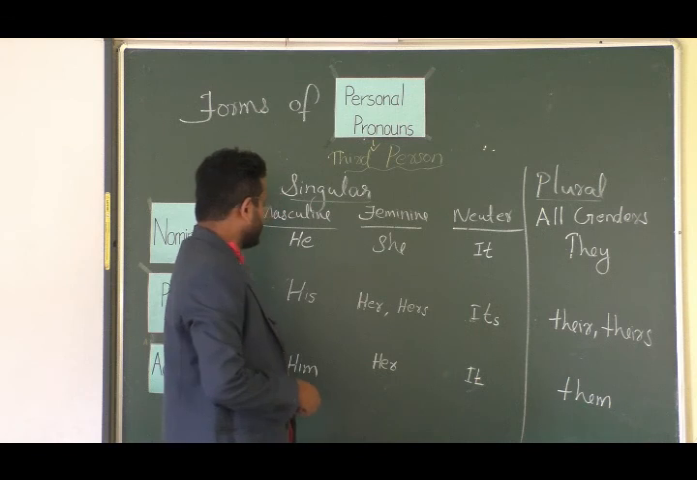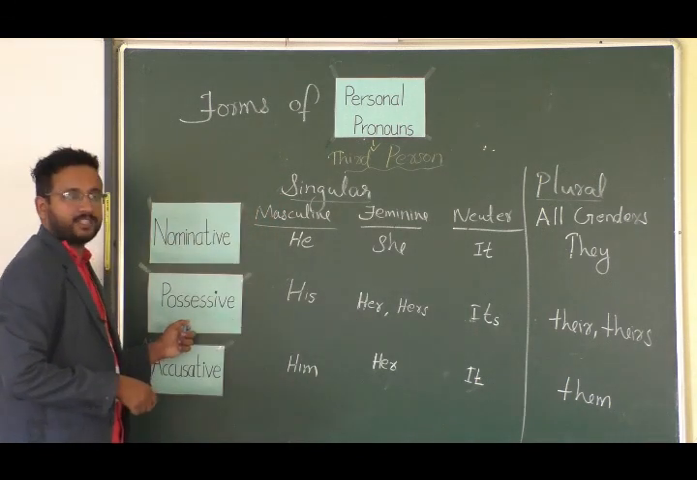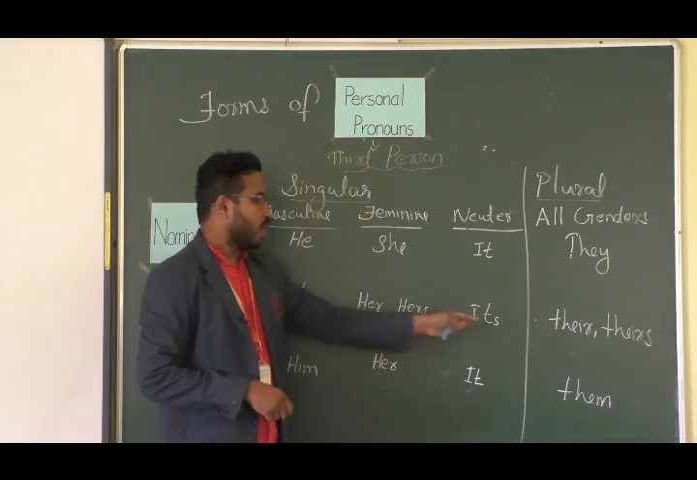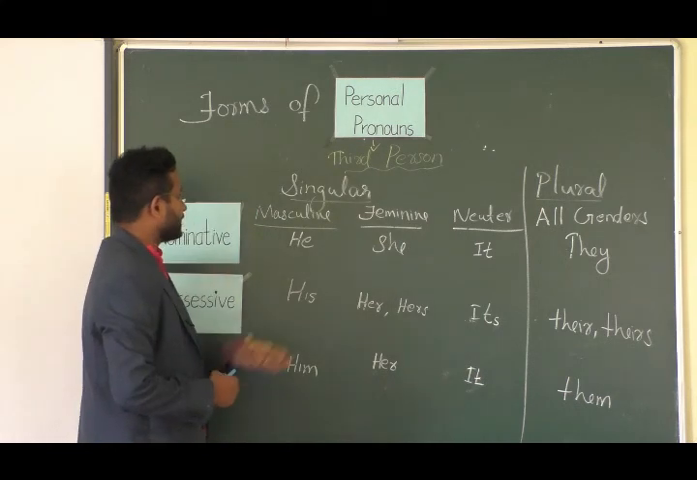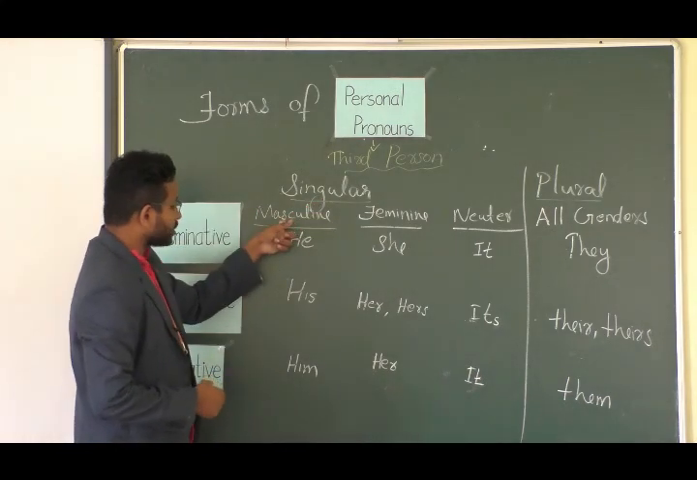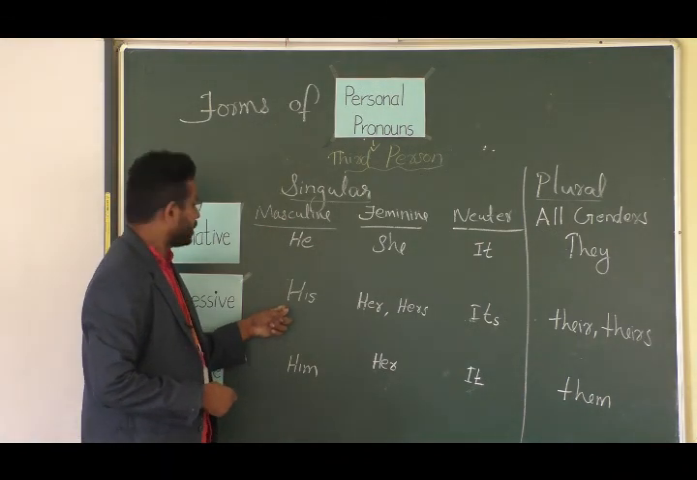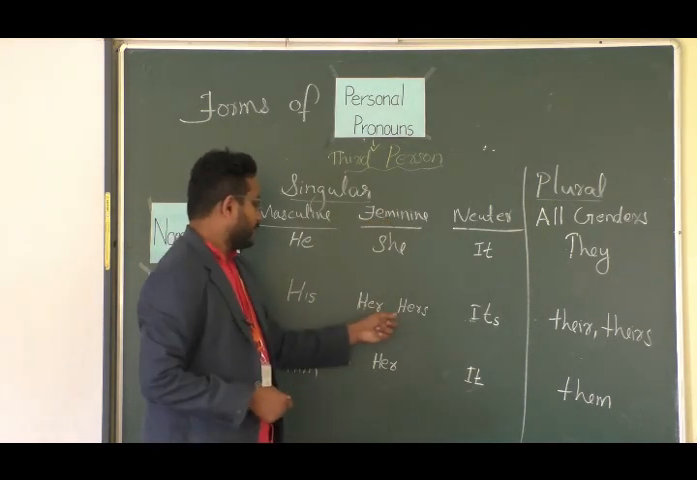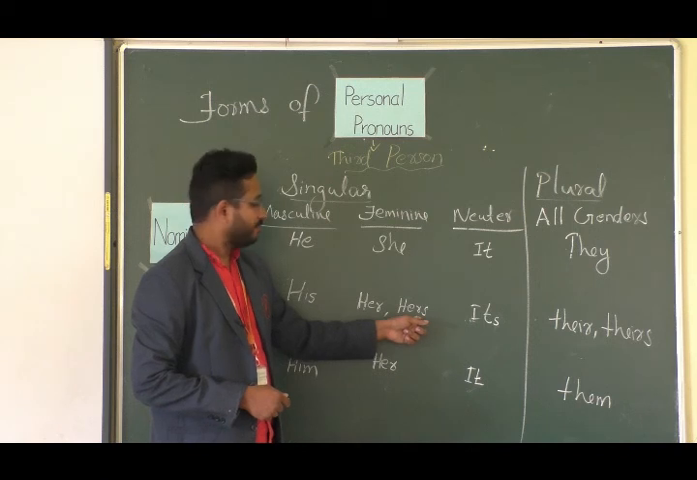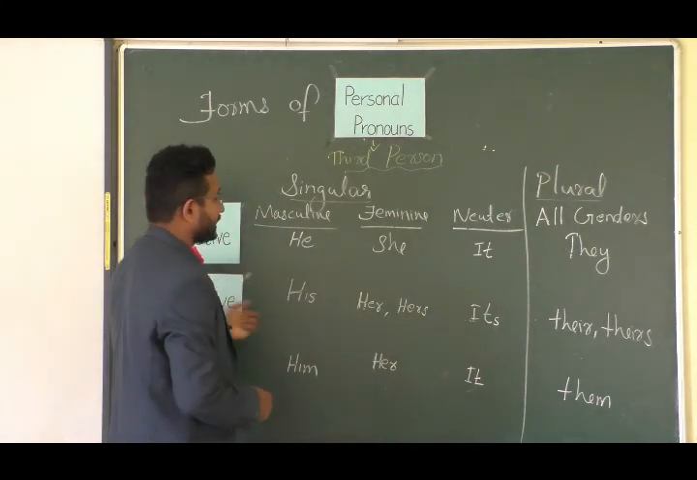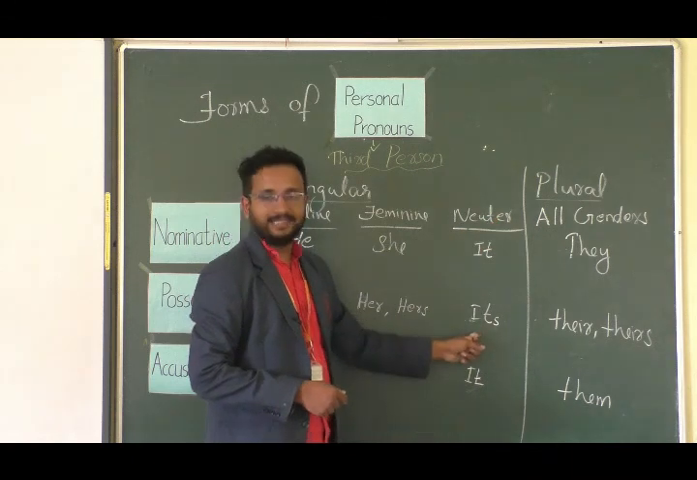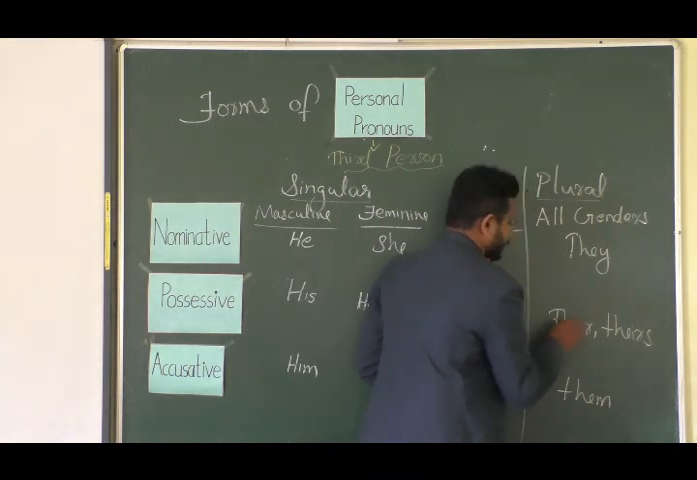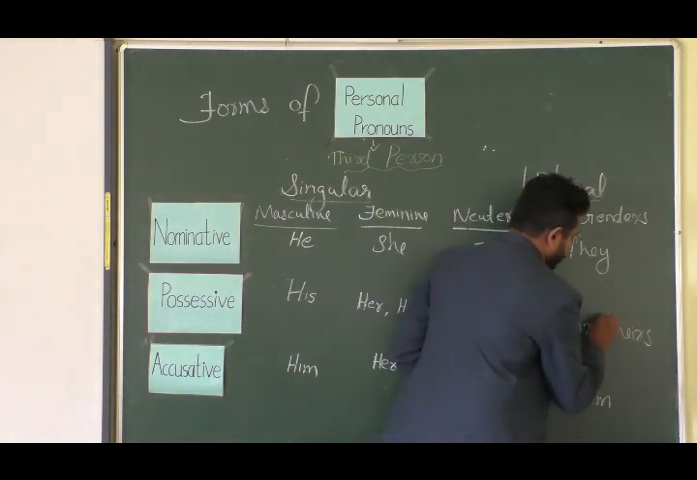They. And let's come to the possessive case. It's his, her, hers, or its. Possessive singular, masculine: his. Possessive feminine: her, hers. And possessive neuter: its. And for all genders, we use their or theirs.